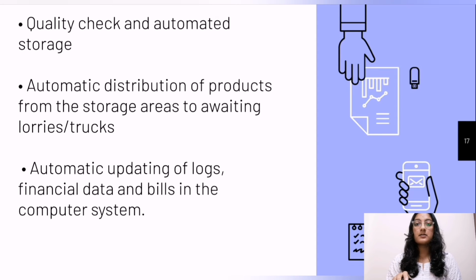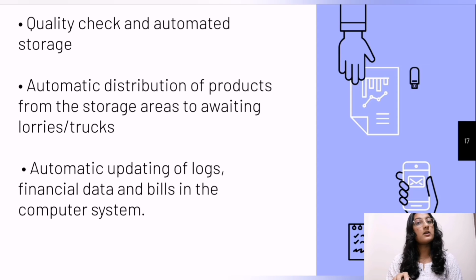Then quality check is also done. Automated storage is also possible. Then there is automatic distribution of products from the storage areas to awaiting lorries and trucks. Then recording is done. We don't need to do much recording of financial data. It is automatically recorded whenever a product is supplied or leaves the warehouse, or more products are kept in the warehouse. Whenever there is an exit or entry of any items, it can also be handled using this CIM.